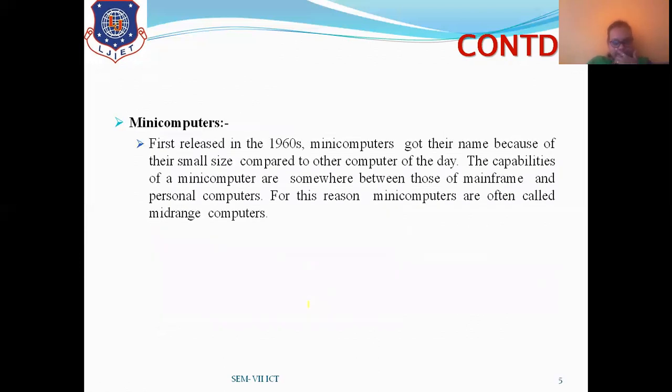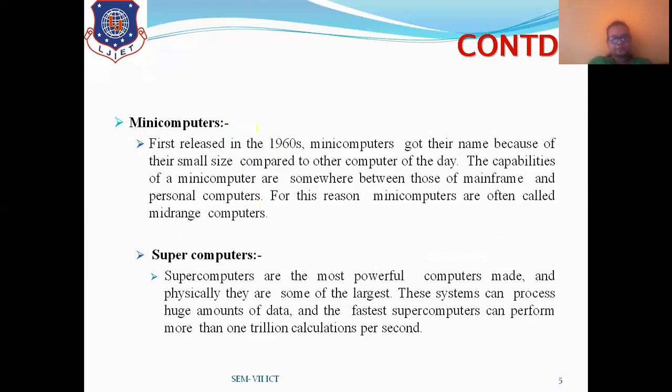Now, the third type of computers, the mini computers. The mini computer was released in 1960 and got its name due to its small size compared to our personal computers. The features of mini computers lie between the mainframe computers and our personal computers, and for this reason mini computers are said to be mid-range computers. Examples of mini computers are smartwatches and smartphones.